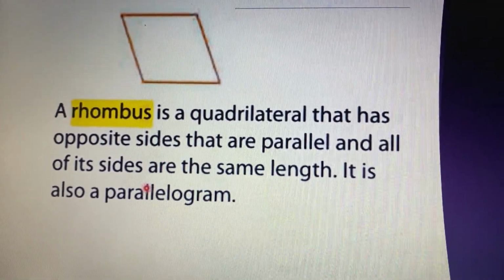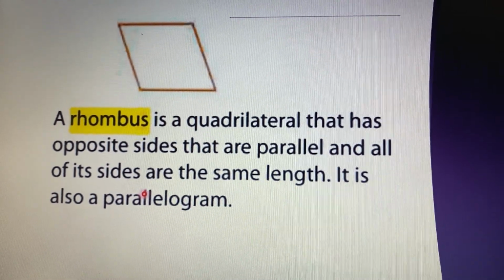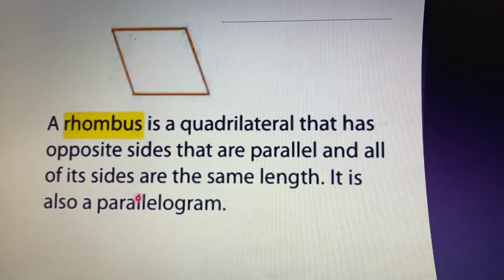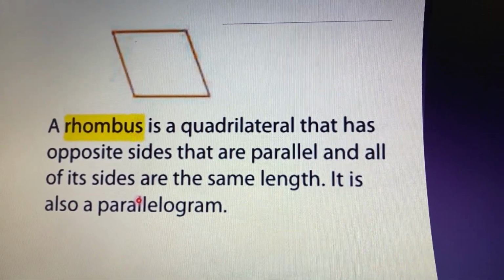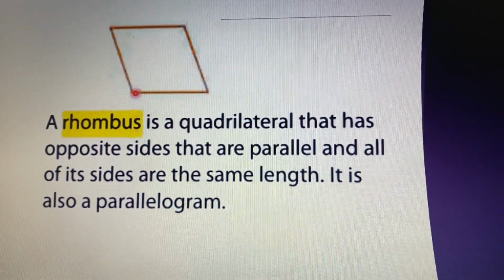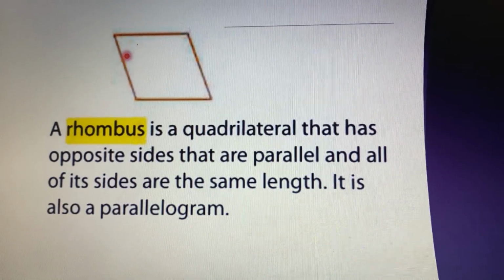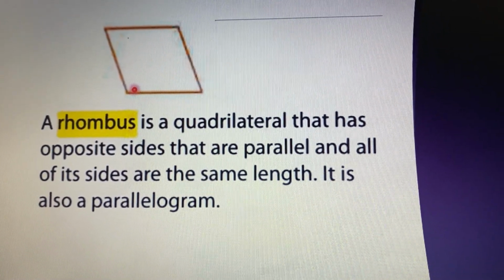But can I say that the rhombus is a square? Think about this. Think about the angles. Of course no, because the square's angles are right, but the rhombus's are not. They're like the parallelogram, right? Two acute and two obtuse.